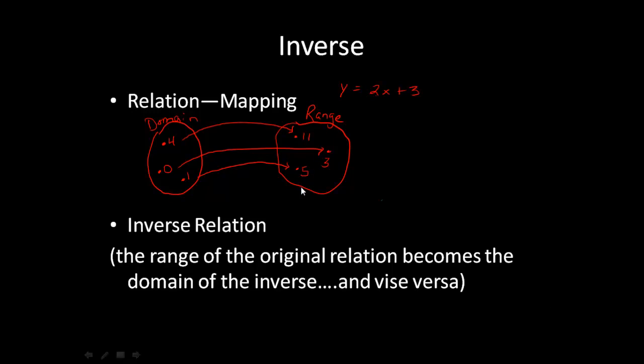So for this particular example, if I wanted to look for the inverse, I would have to ask myself, what would map this 5 back to the 1? What would map this 3 back to 0? And what would map this 11 back to 4? So as you can see, the range of our original, these values right here, the 11, the 3, and the 5, become the domain of my inverse, and vice versa. The domain of my original now becomes the range of my inverse. So when we're talking about inverses, we are basically undoing our original mapping.